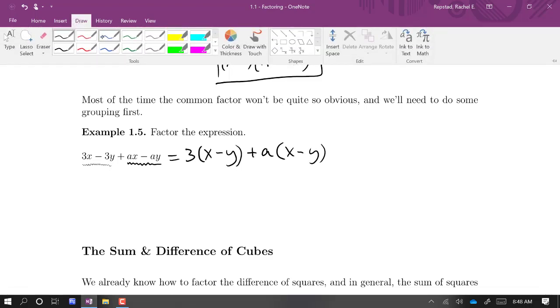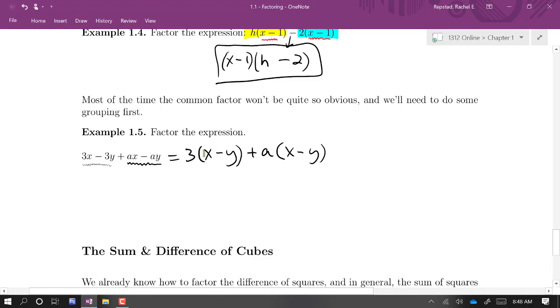And now we can see that there is a common factor of x minus y between these two terms. So this expression, I'm just adding two products. Each of those products has a common factor of x minus y. I'm going to take that out. And then in the parentheses here, I need to pick up the 3, bring down the plus, and pick up that factor of a. So 3 plus a.